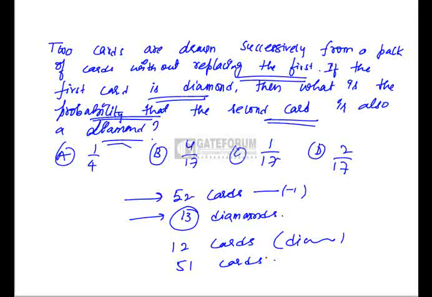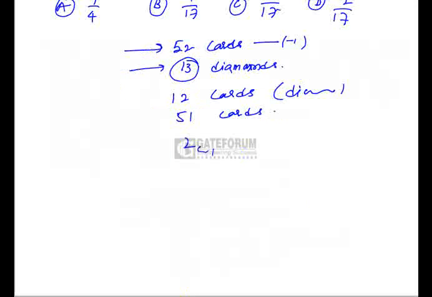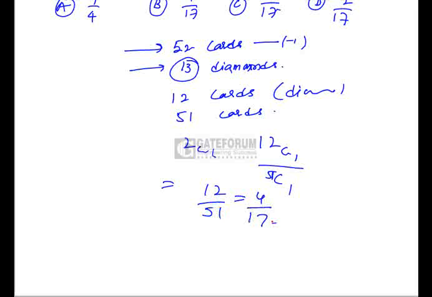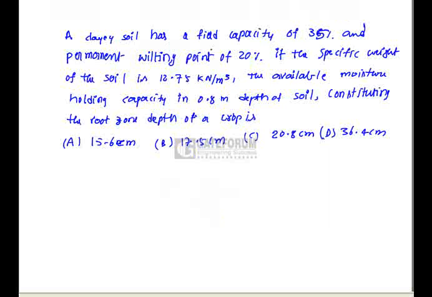There are 12 diamonds, of which it can be any one. So 12C1 out of 51 cards, it will be one card, which is nothing but 12 by 51, which is nothing but 4 by 17. That is option B. Next question: a clay soil has a field capacity of 35%.